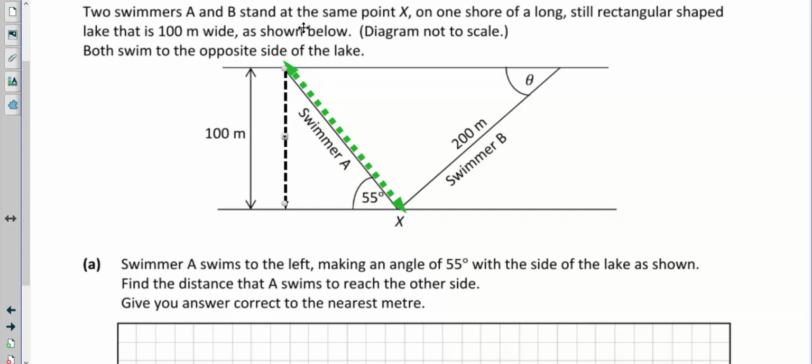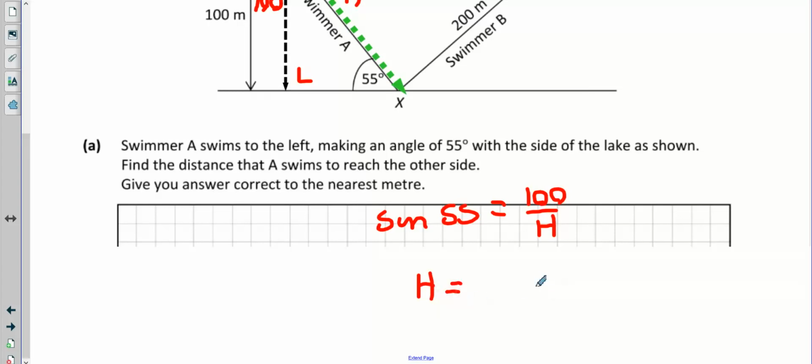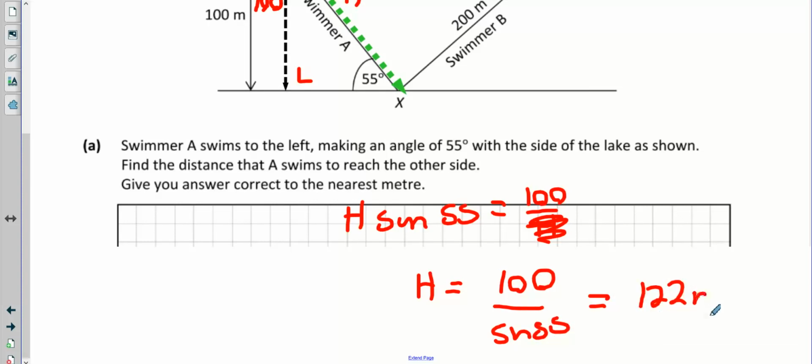See the right angle triangle I have there? They're looking for the hypotenuse, and we know that the opposite is 100. Opposite and hypotenuse, what function am I going to use? Sine 55 equals 100 divided by h. And then h is going to be what? Bring the h up, bring the sine 55 down, and you should get 122 meters. Okay. Next question.